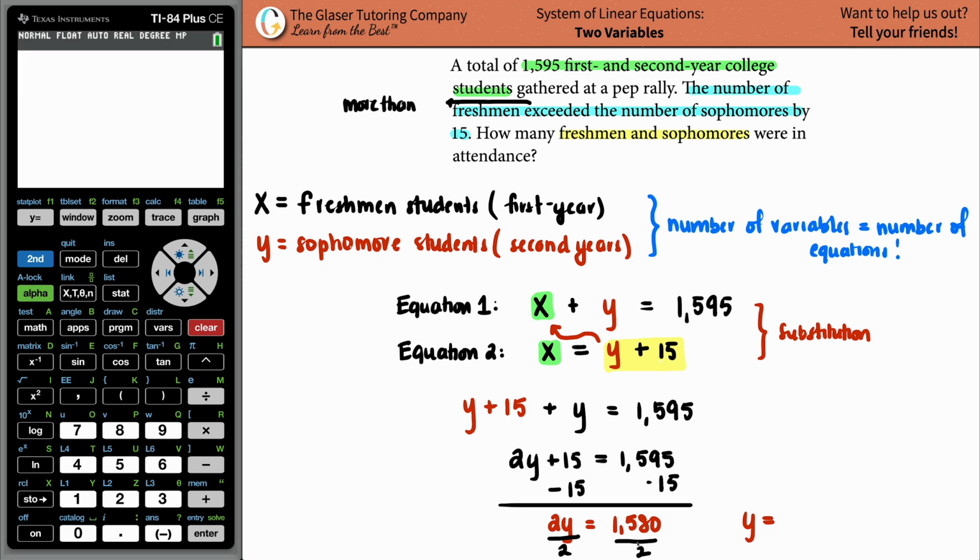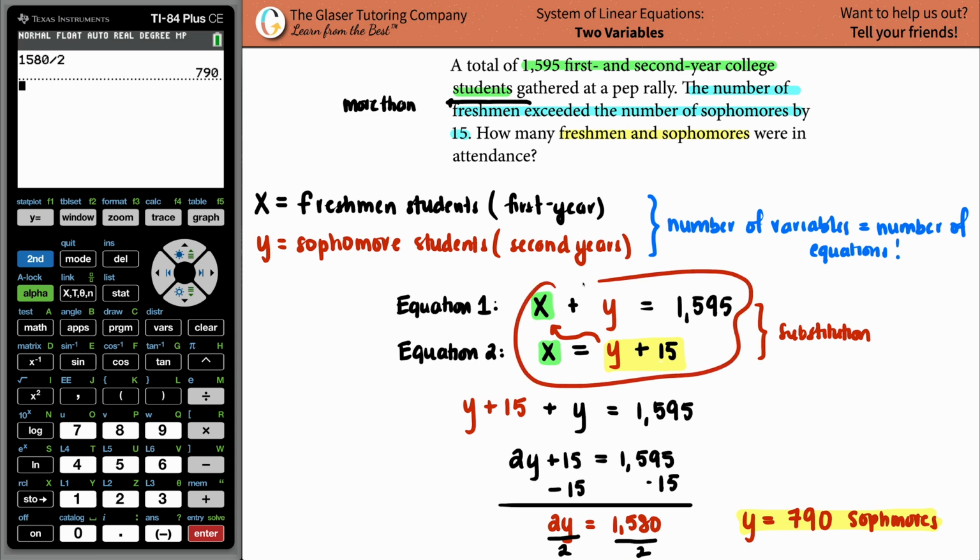So what is this? 2 goes into 15 7 times with a remainder of 1. Bring that down. That's a 9. And then that's a 0. So we don't need a comma there. 790. I mean, you could always just triple check on the calculator. But 790. So we have 790 sophomores. One piece of the puzzle done. Now, so we know that we have one, I could just put it here. We have 790 sophomores.